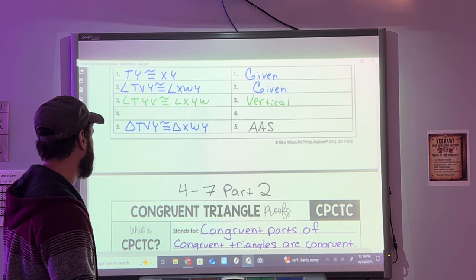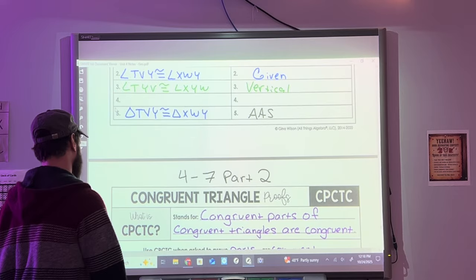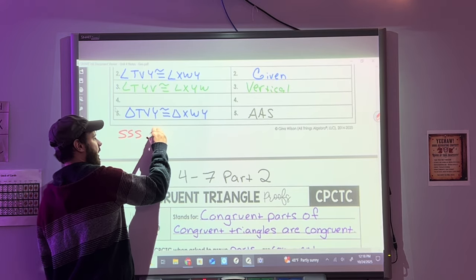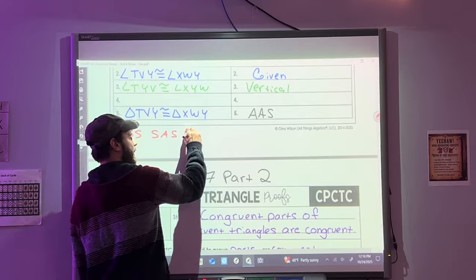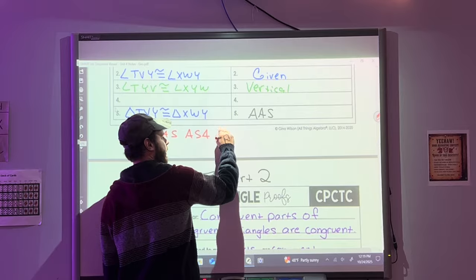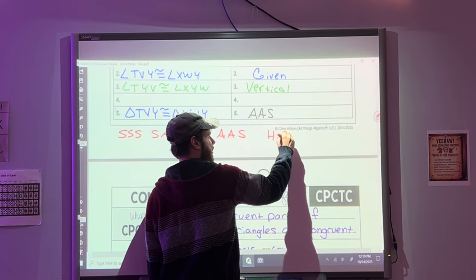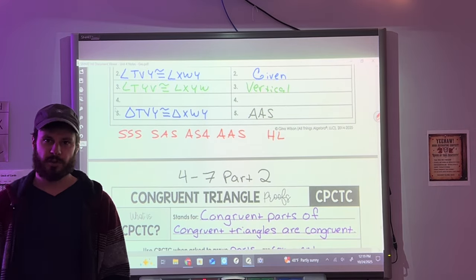All right, quick review at the end of this. We have a lot of different ways. I've thrown 5 different ways at you, and it's going to be confusing because you've got side, side, side, and then you've got side, angle, side, and then you've got angle, side, angle, and then you've got angle, angle, side, and then at the end of it, you've got hypotenuse, leg, which is the only one that has H and L in it, so it's hard to mess that up.